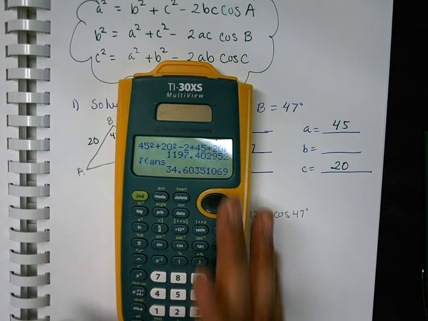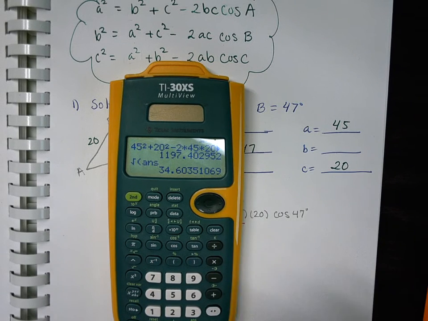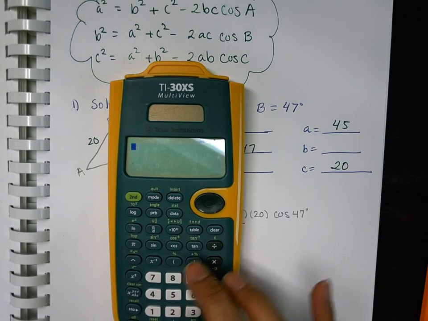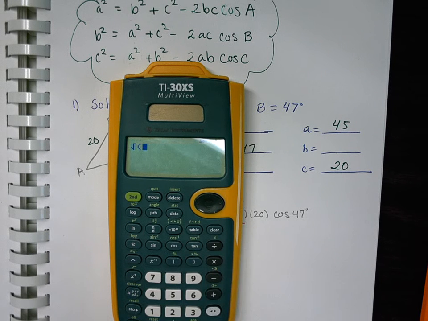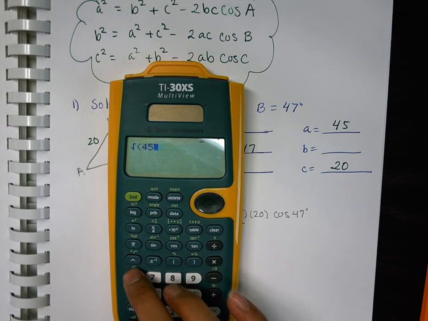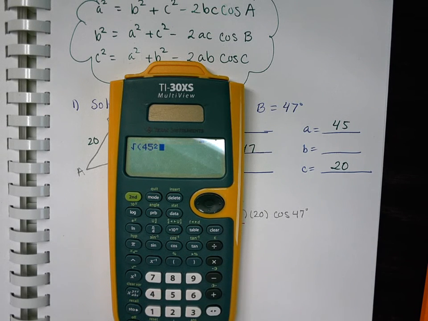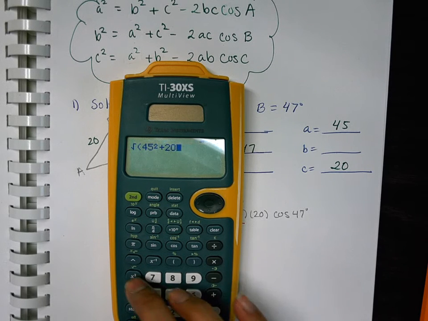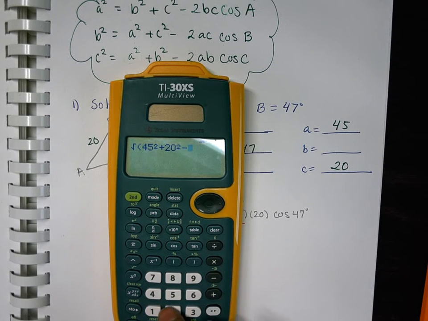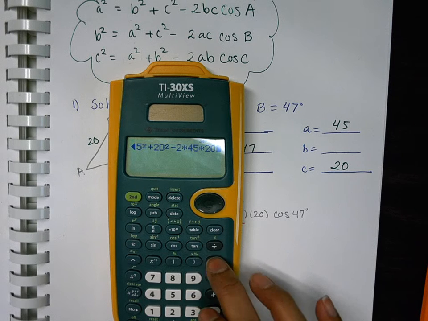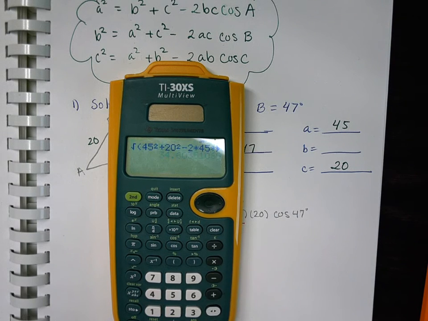All right, what's another way to type it in if you don't want to do square root answer? I'm going to clear it. Hit the square root key first, second square root, and then type everything in. What was it? 45 squared. Can you guys read off the rest to me? Plus 20 squared. Keep going. Minus 2 times parentheses 45, 20, and cosine 47. And do we end up with the same answer?